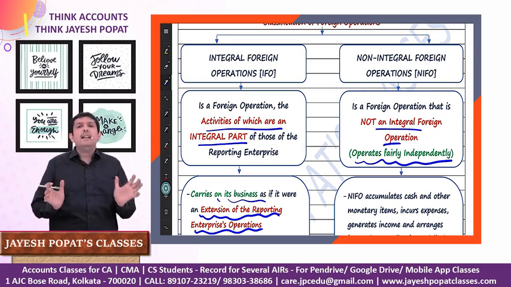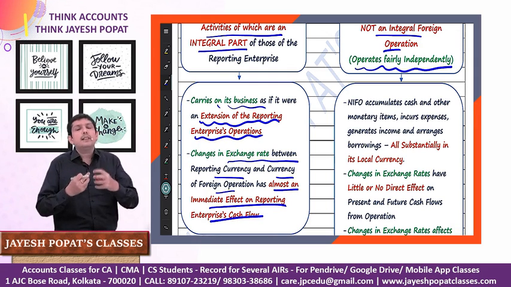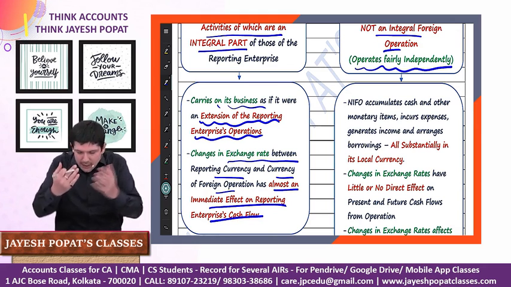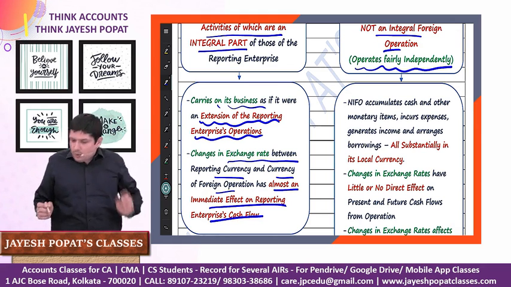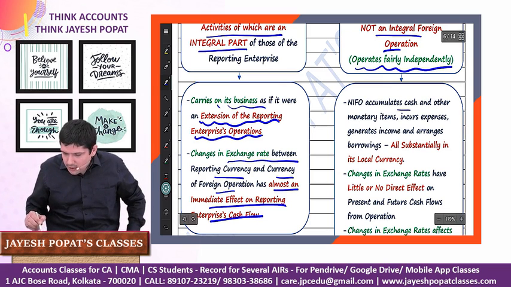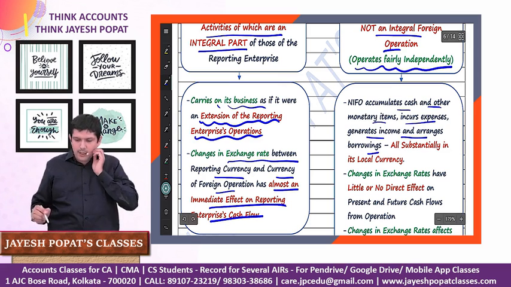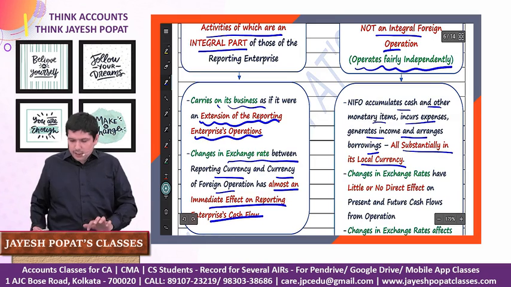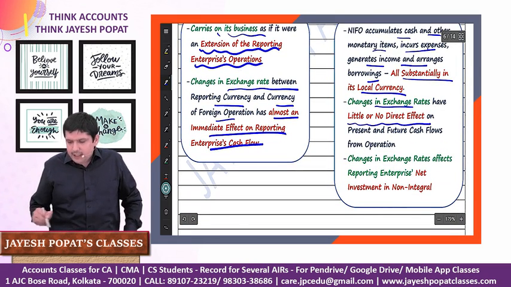It is operating fairly independently, it is procuring its own goods, it is procuring its own loans, it is operating in its own market, and there is not too much exchange transactions between us on a daily basis, right? So non-integral foreign operations accumulate cash and other monetary items, incur expenses, generate income, and arrange borrowing, all substantially in its local currency.